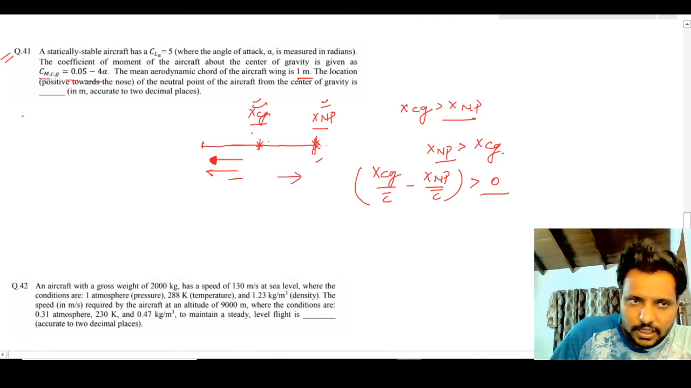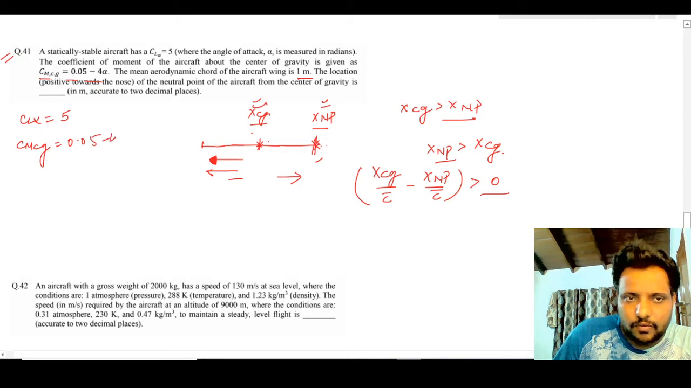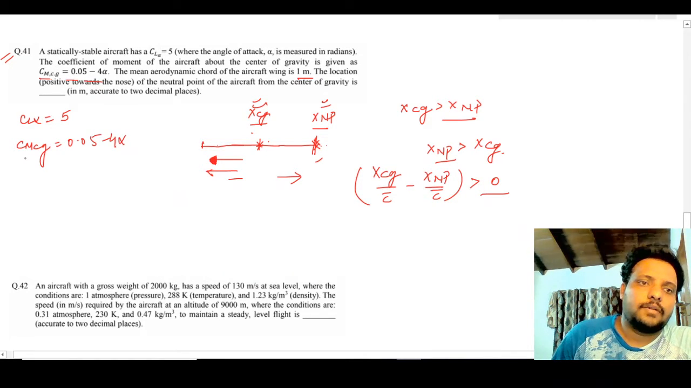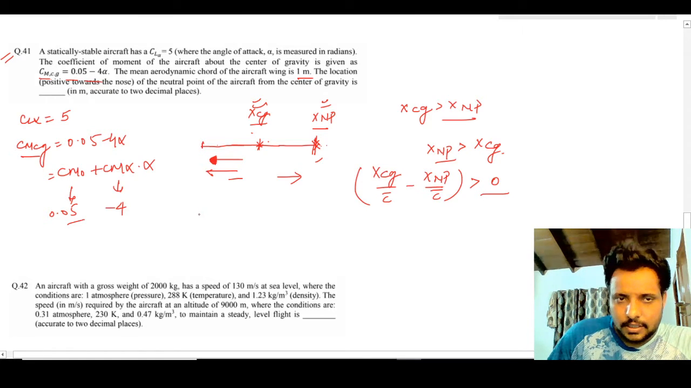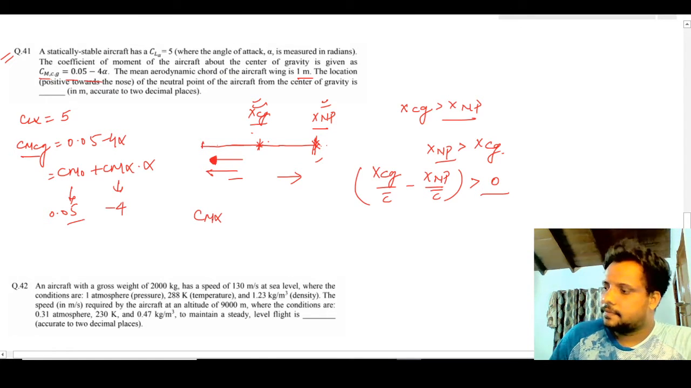On this basis we can get the value of the distance between the neutral point and the center of gravity. So CL alpha is given as 5 and the Cm equation is 0.05 minus 4 alpha. If I compare this with the standard equation, which is Cm naught plus Cm alpha into alpha, I get Cm alpha as minus 4 and Cm naught as 0.05.